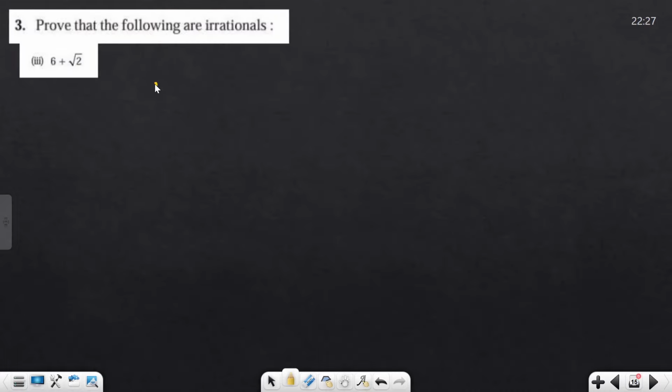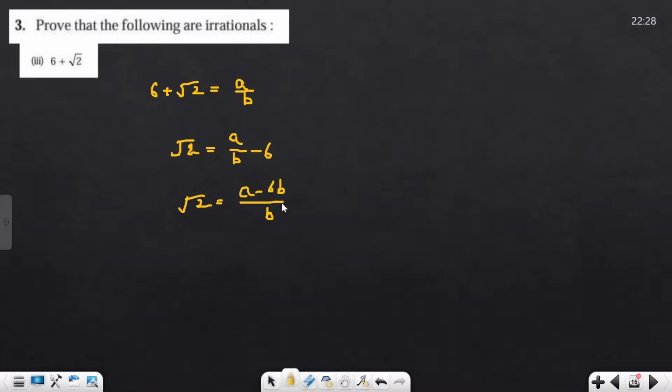Okay, similarly solve this question. 6 plus root 2 is equal to a by b. Right here, a and b are integers and coprime, b not equal to 0. Similarly, isolate root 2. Root 2 is equal to a by b minus 6, so root 2 is equal to a minus 6b divided by b. Where a and b are integers, a minus 6b divided by b is rational. So root 2 is also a rational number, but this contradicts the fact that root 2 is irrational, hence 6 plus root 2 is an irrational number.